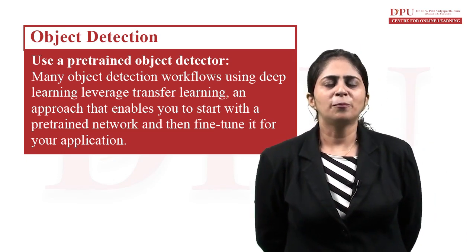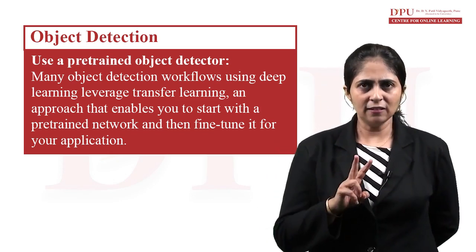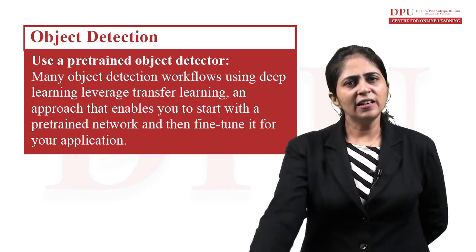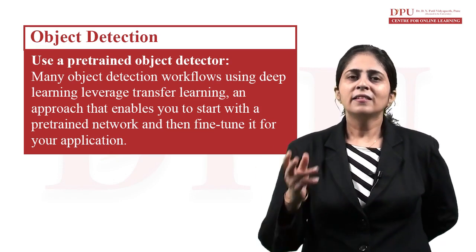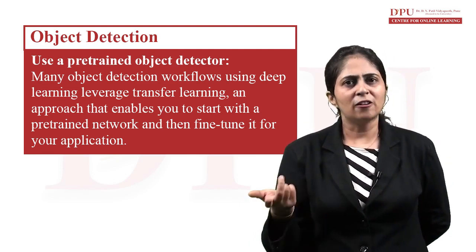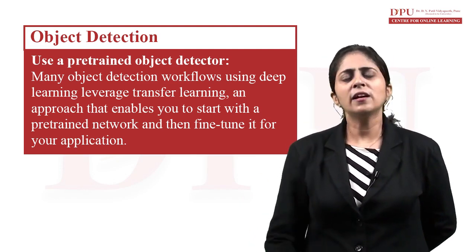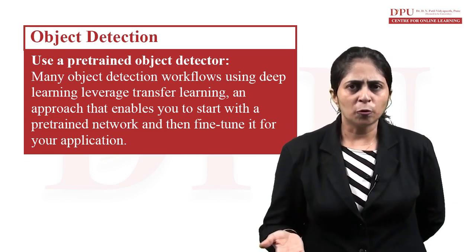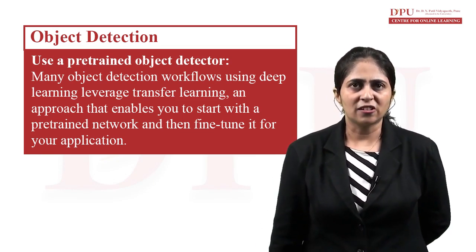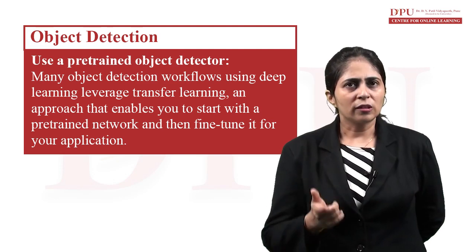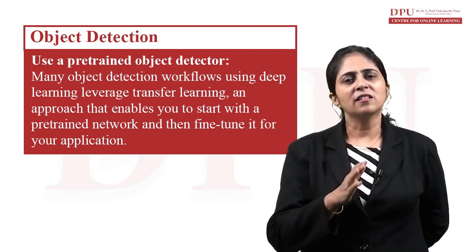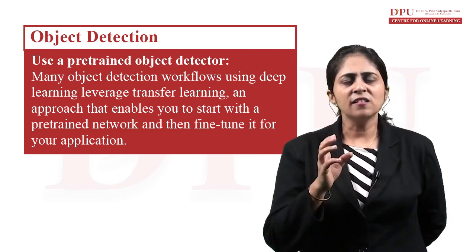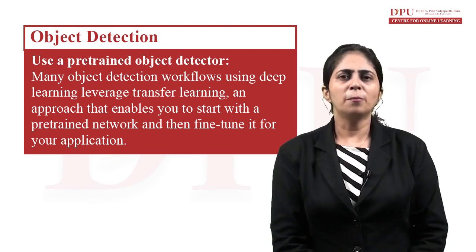So for the purpose of object detection, we can use two techniques, or we can say two approaches. First one is to create and train a custom object detector yourself. The second is to use a pre-trained object detector and then fine-tune it according to your application. So these are the two basic approaches that are used for the purpose of object detection. So we have understood what object detection is. Object detection is a computer vision technique for locating instances of objects in an image or maybe in the video.